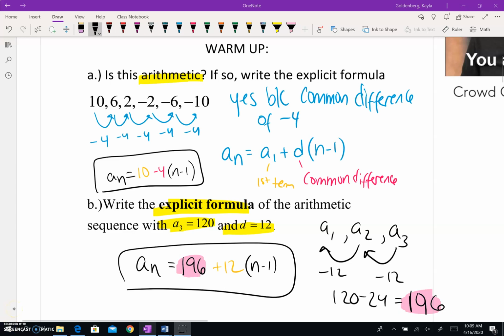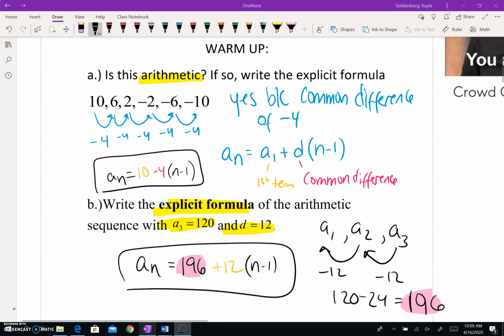Okay, so here are your answers for the warm-up, just to do a quick double check with how you're feeling on just basic arithmetic sequences before we move on to our new content. For Part A, it is arithmetic. You can tell because when you go from one term to the next term, there is a common difference every time. In this case, we are subtracting 4 every time. Remember, you can add or subtract to get to subsequent terms. Either way works.